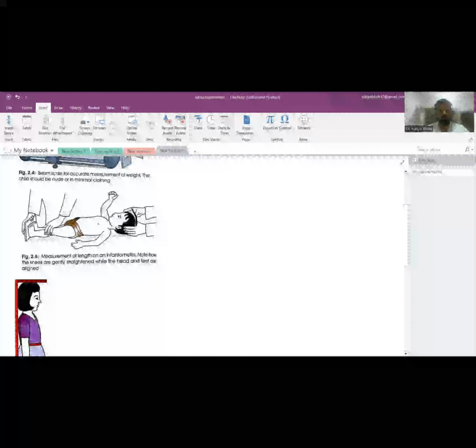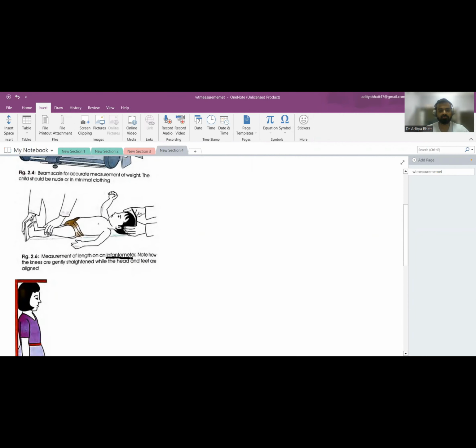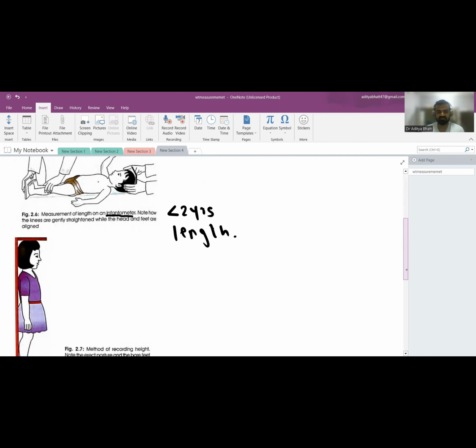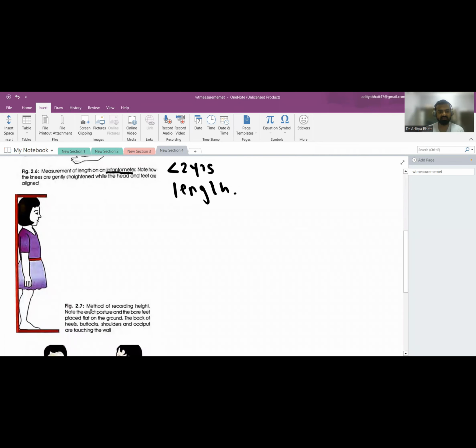This is the photo of an infantometer. An infantometer, as you know, is used for less than 2 years of age, to measure length. It is not used to measure height, it is used to measure length. Now this is a height-based stadiometer, or a wall-based height measurement, and this is used for more than 2 years to measure height.